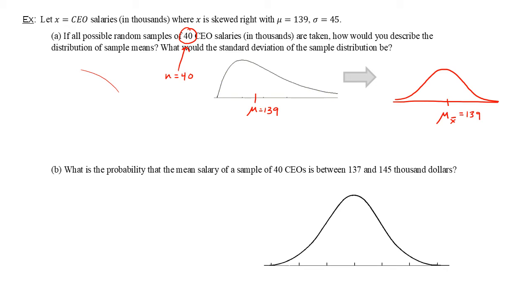And here our standard deviation of our sample means would be equal to the standard deviation of the population divided by the square root of our sample size. So we had 45 was the standard deviation of the population. Sample size was n equals 40, so we'll divide by the square root of 40.